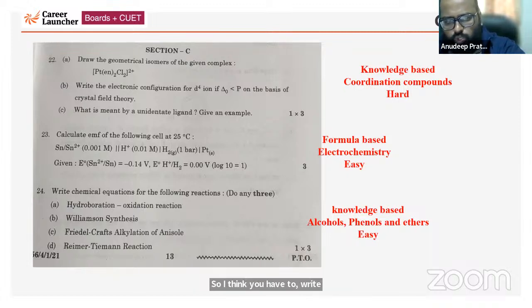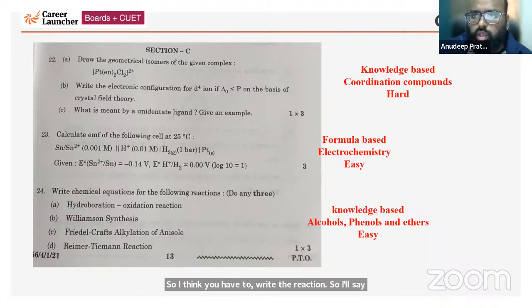So I'll say this is an easy question since the names are given. You have to write the reactions, right? So I'll say easy question. But this is a knowledge-based question only, because only if you have proper knowledge about all these reactions can you write these answers. Okay, so that's about alcohols, phenols, ethers.